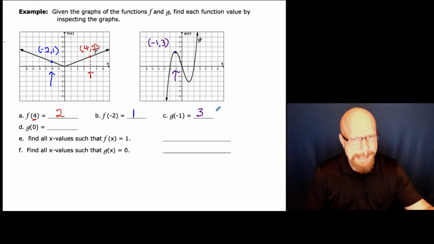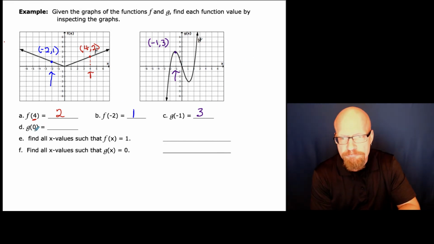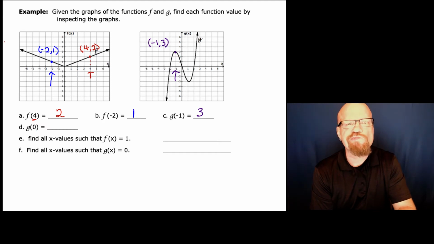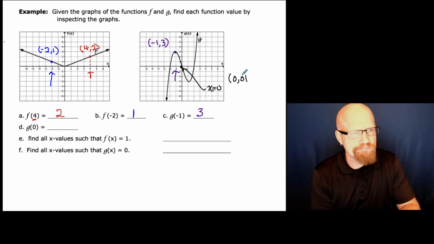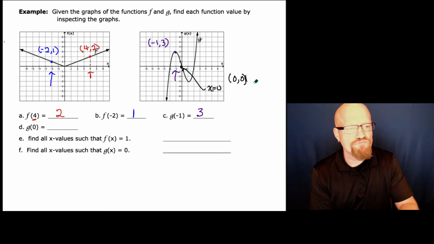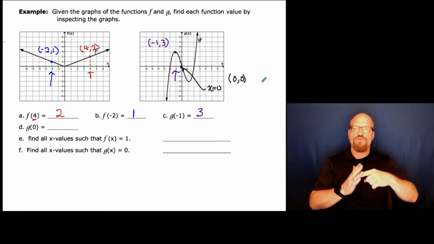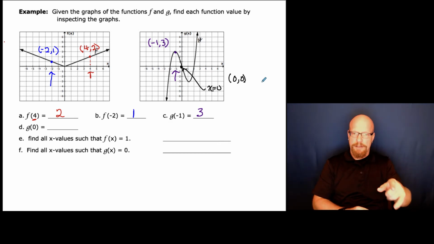Now, we'll look at g when x equals 0. Now that goes to the origin. X is 0 and y is 0.